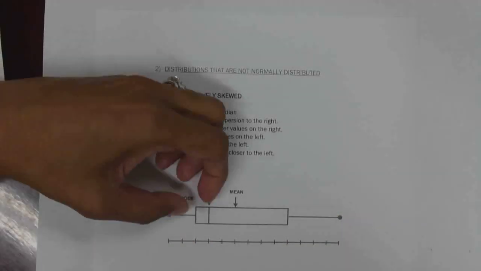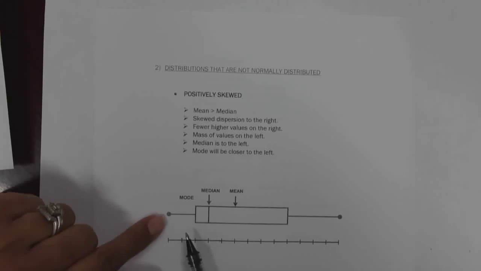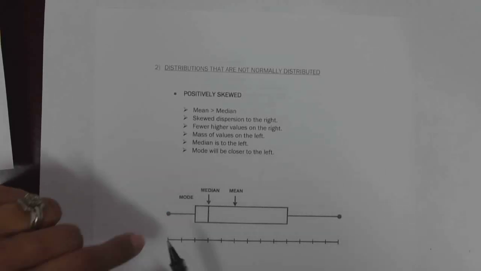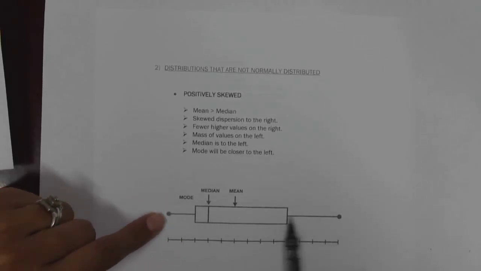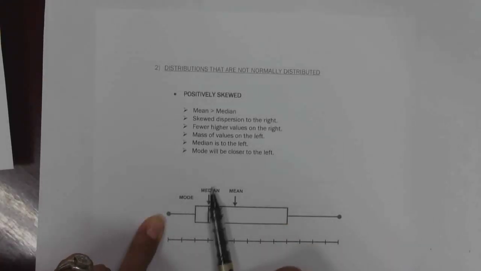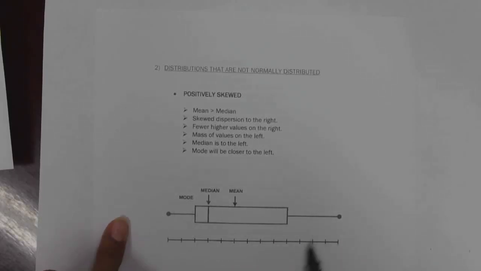The mass, so this little section here, is representing that the mass of the data values are on the left-hand side. And if you look at the length of the whisker, that's a longer whisker than that. You can think about it like that as well. I'll talk about this in terms of values just now when we go back to the example. The median is normally on the left-hand side, and the mode will be closer to the left-hand side if you get a situation like this, positively skewed.